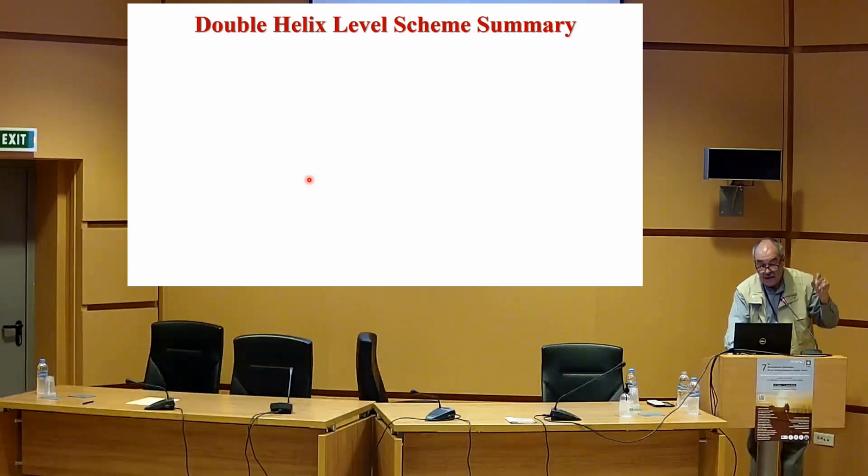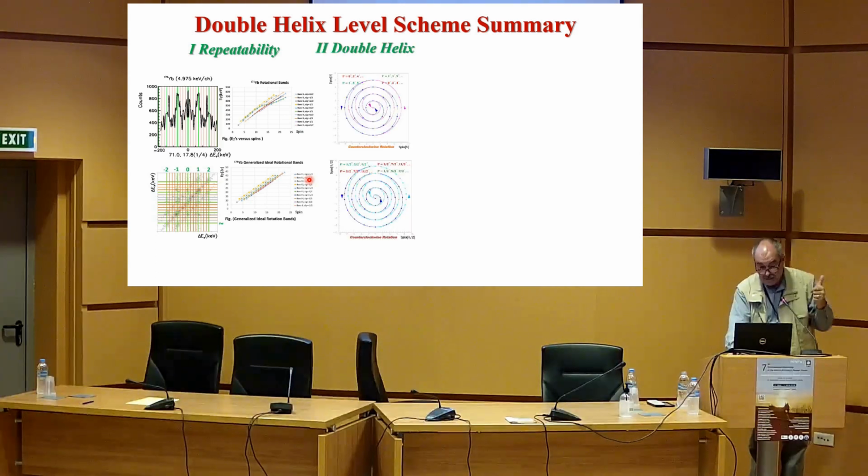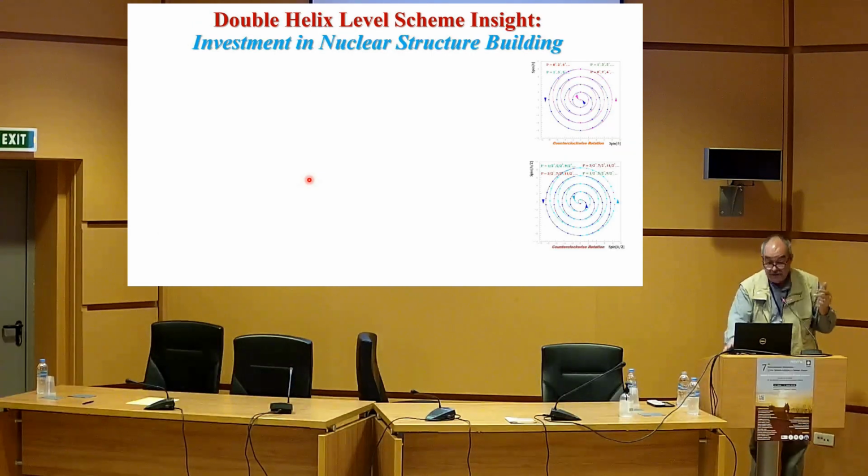Now, my summary is simple as 1. This is repeatability sampled into the data. This is the double helix structure resulted from that. And this is the double helix level scheme. It's simple like 1, 2, 3, and that's a certain thing.